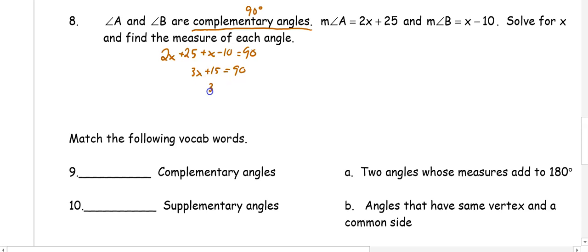We can subtract 15 from both sides, so 3x equals 75. When we divide, x is 25. So now that we know x is 25, we want to find the measure of our angles. The measure of angle A is going to be 2 times 25 plus 25, which is 75 degrees. And the measure of angle B is going to be 25 minus 10, which is 15 degrees.